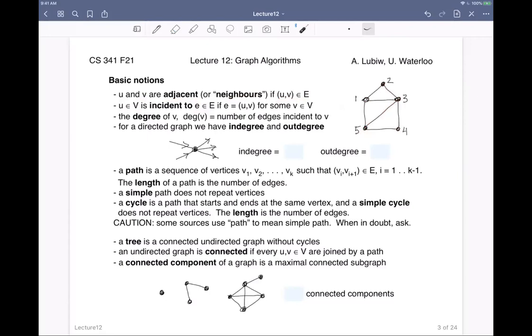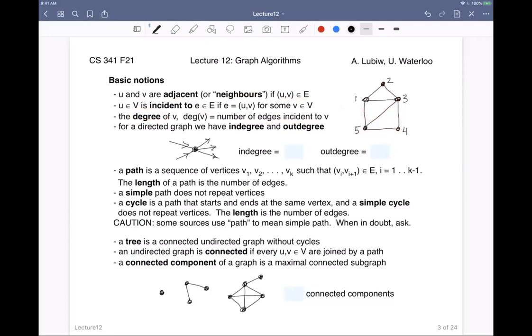Now for an undirected graph, we talk about the degree of a vertex, which is the number of edges incident to it. So for example, vertex 5 here has degree 1, 2, 3. It has degree 3. Vertex 4 has degree 2. It is possible to have a vertex of degree 0. That means it's an isolated vertex and there are no edges coming into it.